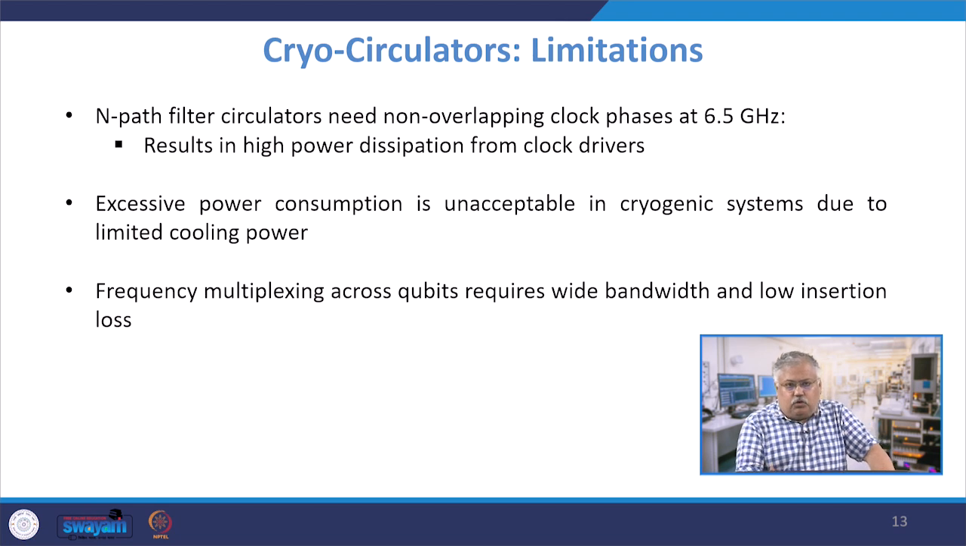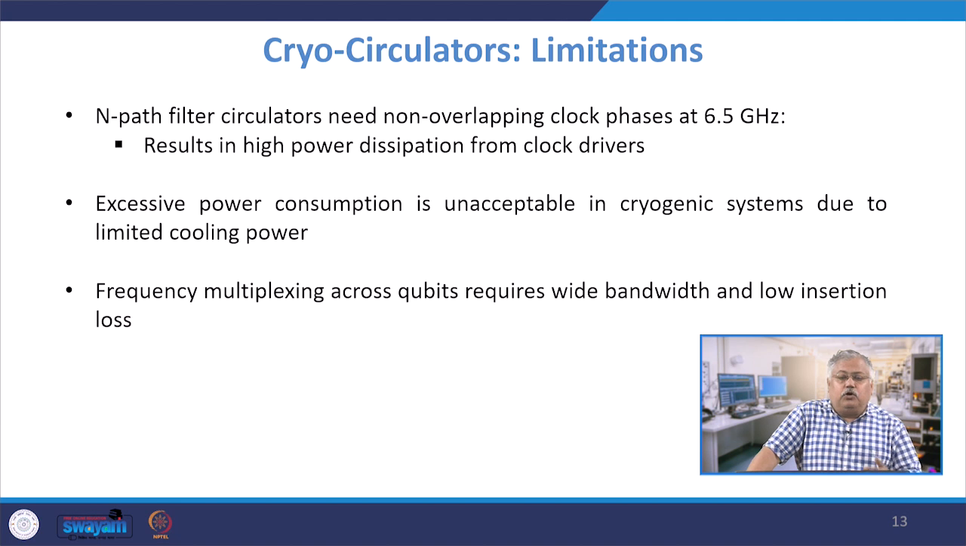And of course, as I told you, excessive power consumption is unacceptable, and then frequency multiplexing needs to be done. We do not want time division multiplexing, but frequency division multiplexing across qubits, which will require a wide bandwidth. Now, wide bandwidth and low insertion loss are required. Both do not go well with cryo circulators, because they have very high insertion loss and they do not operate at very high bandwidths. That is one of the major limitations of cryo circulators in this case.